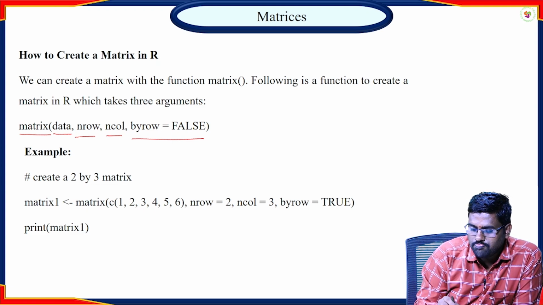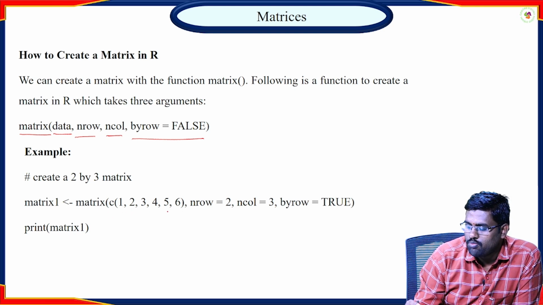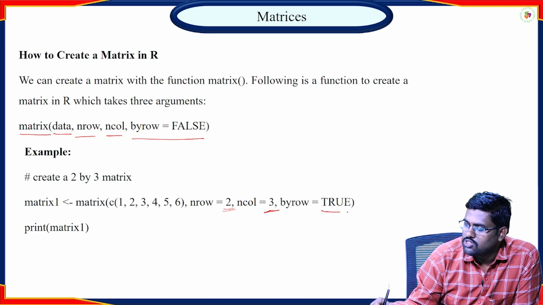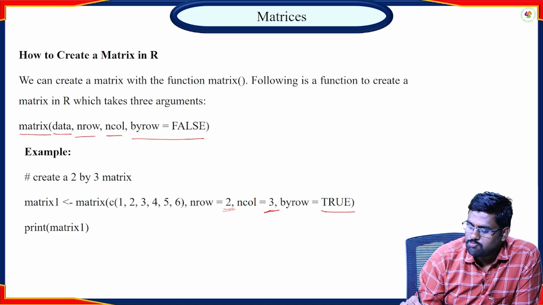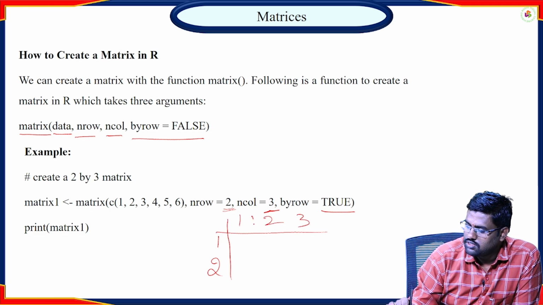Now see here, I have given the values matrix of 1, 2, 3, 4, 5, 6. The number of rows is 2 and the number of columns is 3. So byrow is equal to true, which means the values will be printed row wise. So print of matrix 1 means 2 rows will be taken, and columns are 3, so 1, 2, 3, like this.